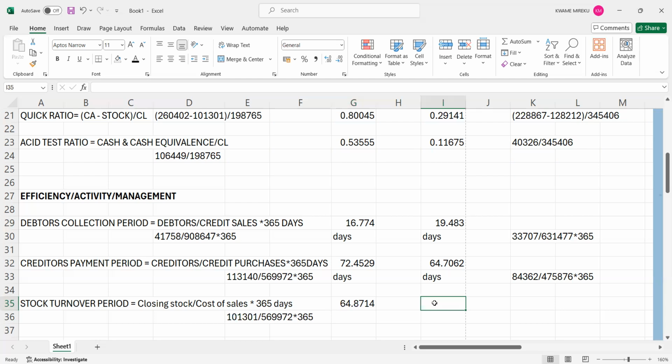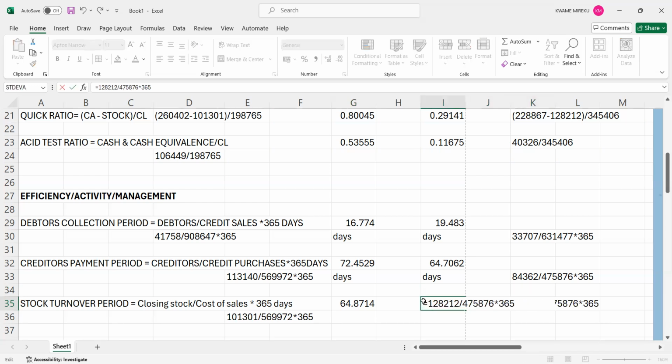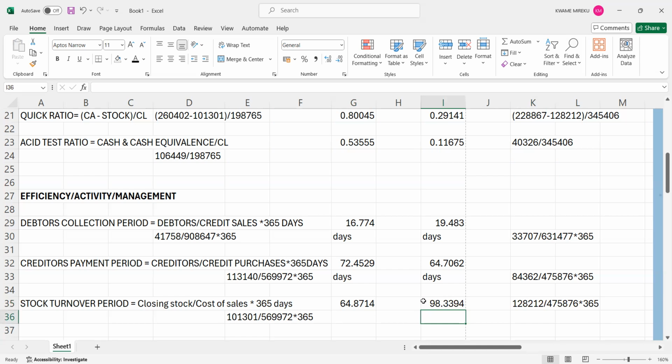Now let me go here. Here the stock was 128,212, and the cost of sales was 475,876, times 365 days. I copy, leave the figures here, then I bring my equal sign here. Okay.